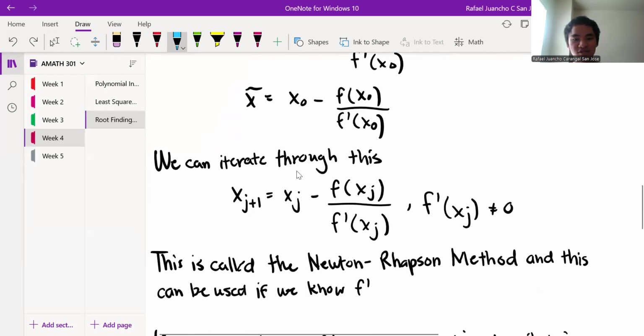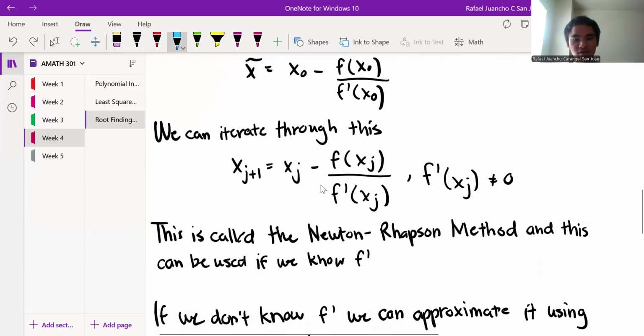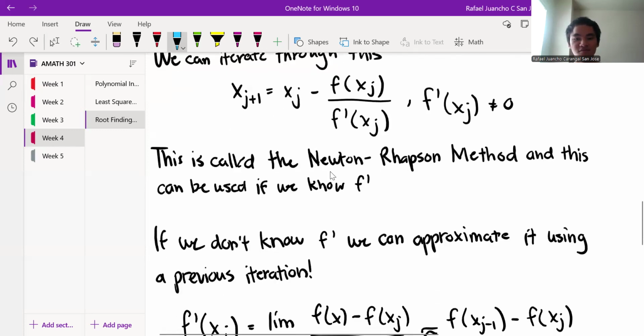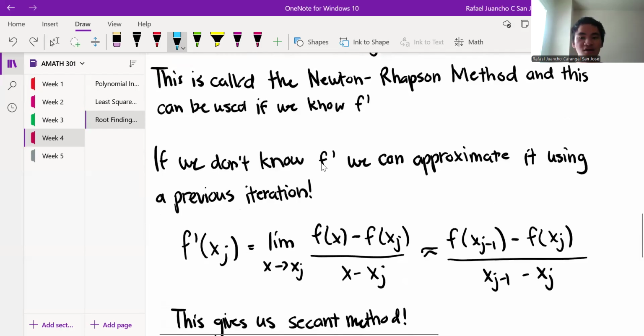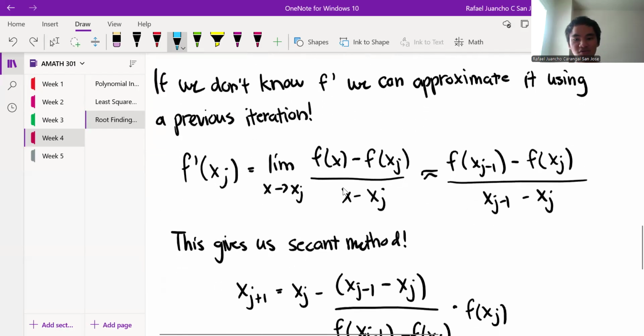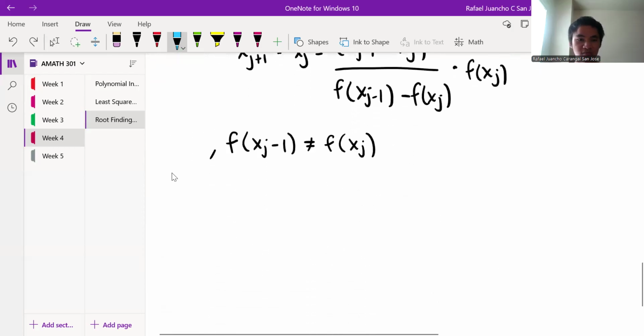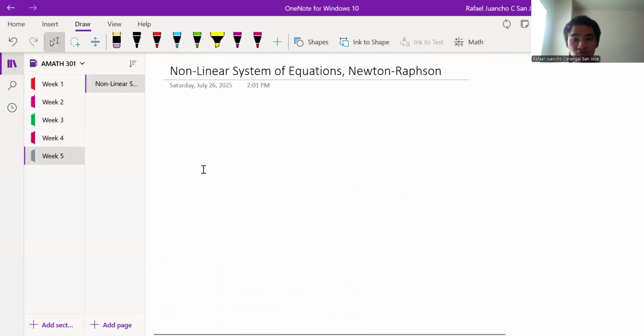And we use an iteration scheme to do this. So I think this was an iteration scheme where x sub j is our current point, x sub j plus 1 is the next point. And we keep going and we make sure that the derivative shouldn't be 0 or else this would be undefined. And we call this the Newton-Raphson method. And if we don't know our derivative, then we approximate it using the previous iteration, and that will give us the secant method. And so those are the three methods we went over.